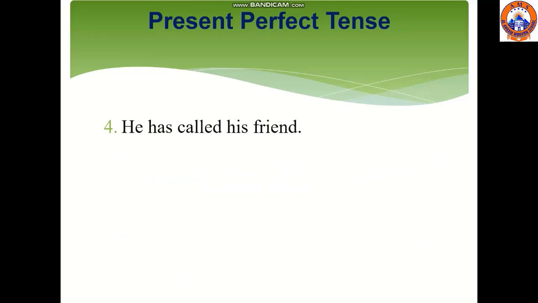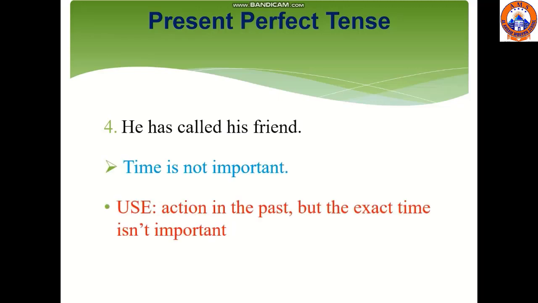Number 4, he has called his friends. When did he call them? We don't know. So also the time is not important. Action in the past, but the exact time isn't important.